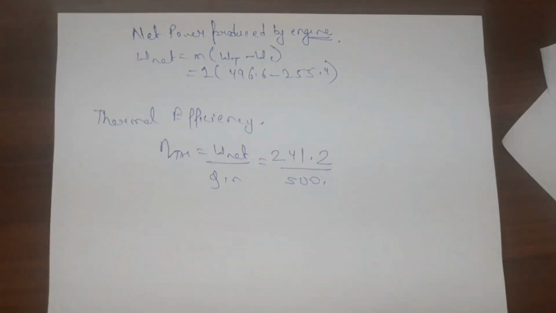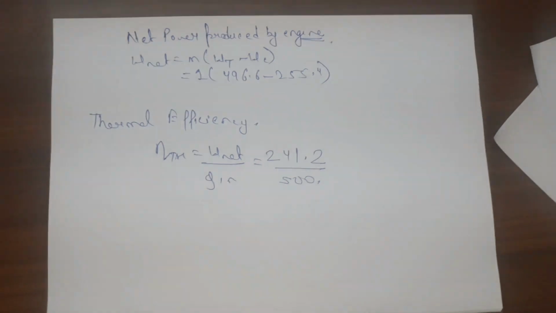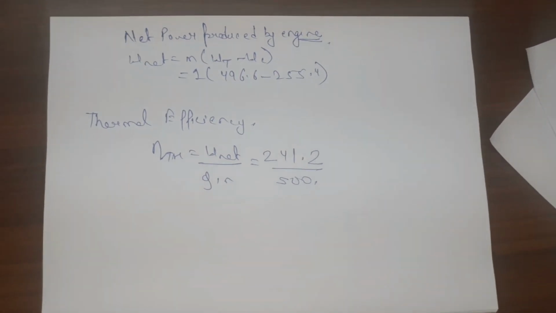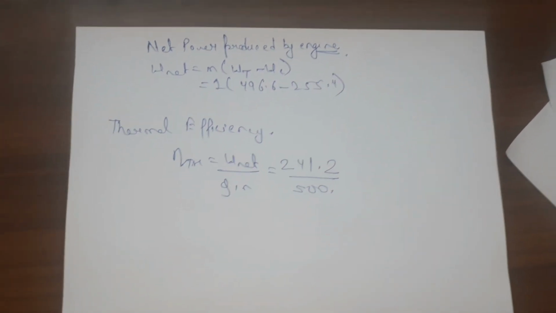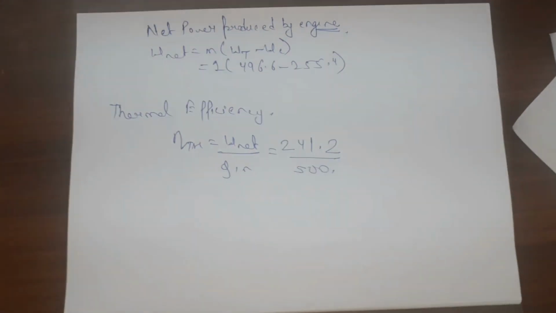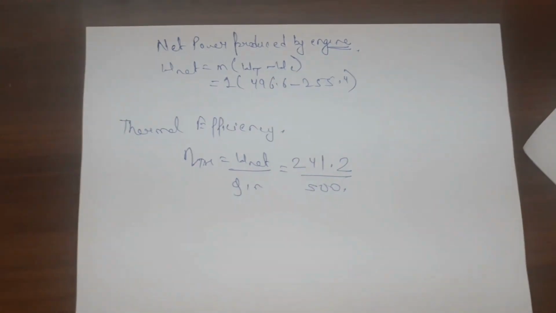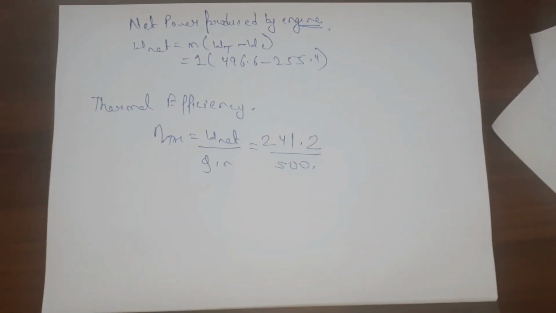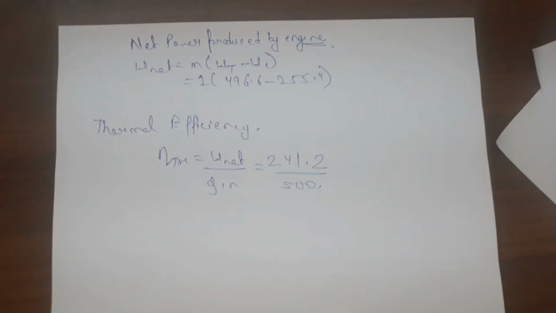Net power, or net work. Thermal efficiency is nothing else but W net by Q in. W net we calculated as 241.2 and Q in was initially given as 500. So we can easily get the thermal efficiency for this process. These were the two things asked, net power and net thermal efficiency, and we calculated both of them.